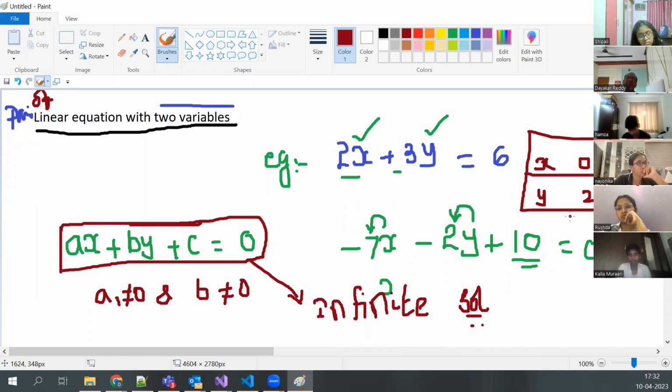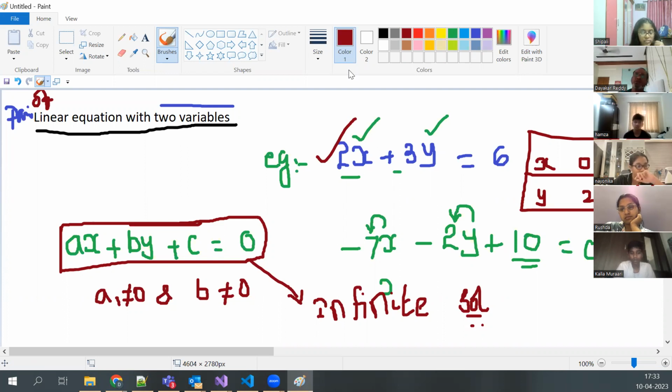So that's why, if I have only one linear equation with two variables, this equation contains many values, many solutions. Solution means which satisfies the equation, right? That is the meaning of solution. Is that clear? Yes or no?